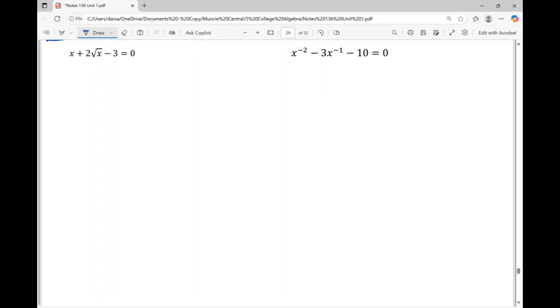On our next example right here, we do have a radical in it, or a square root. And our earlier method of solving this would be to get the square root by itself and square both sides. And that actually would work here, but it's a little bit messy. Let's see if there's another method that we can use.